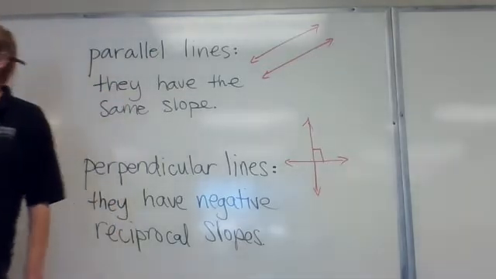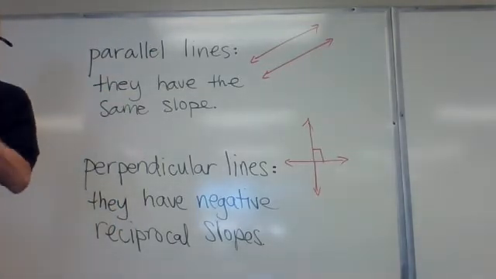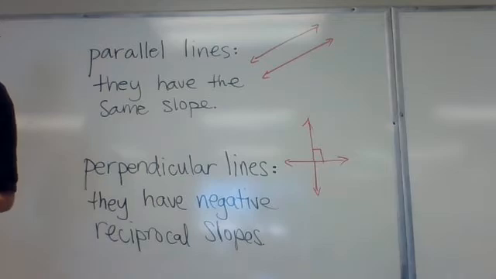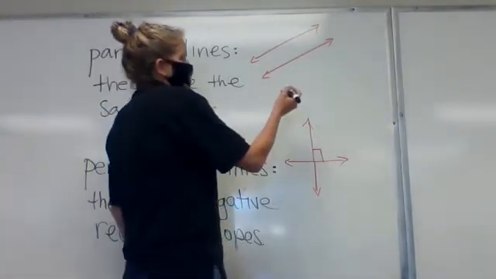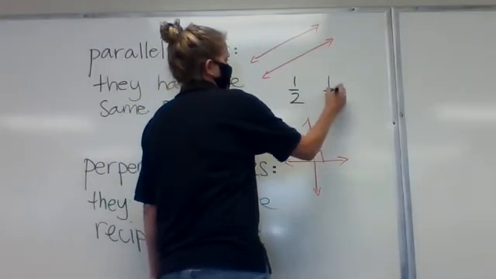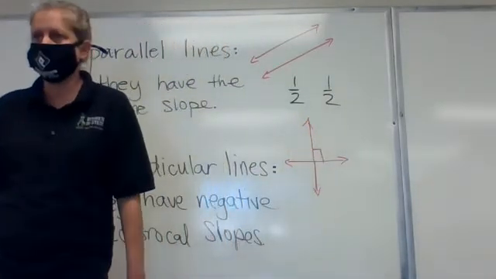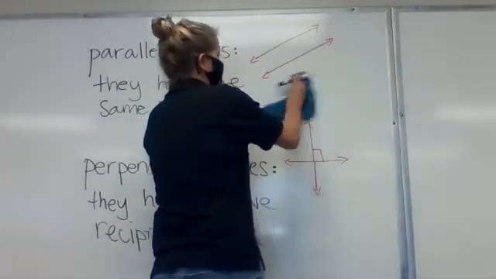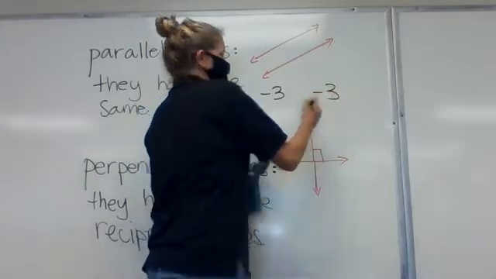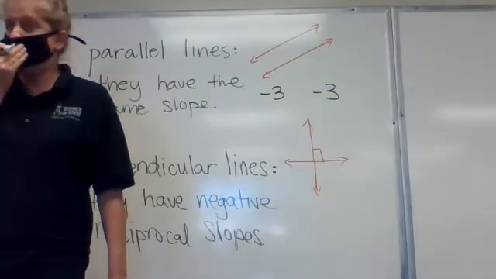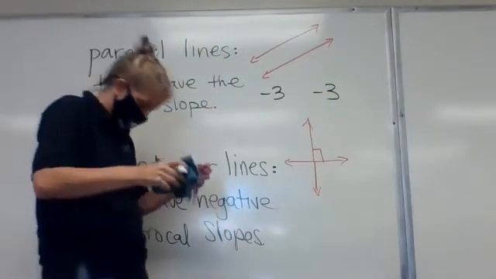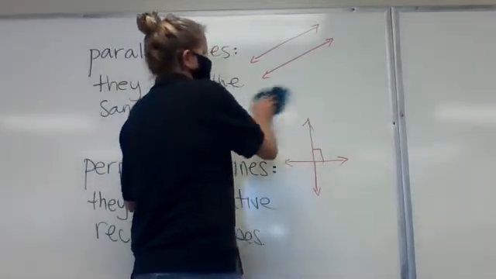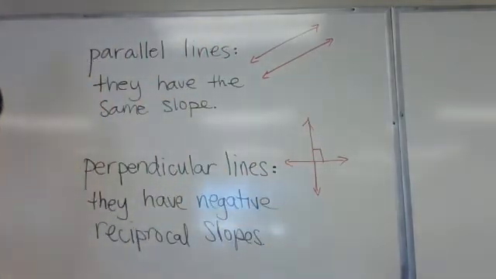Same slope, parallel line. Same slope means their slope is the same exact number. Same sign, same everything. So examples of same slopes would be they both have slopes of 1/2, or they both have slopes of -3. They're exactly the same number, same sign, same everything. So same slopes are not as hard to come up with.